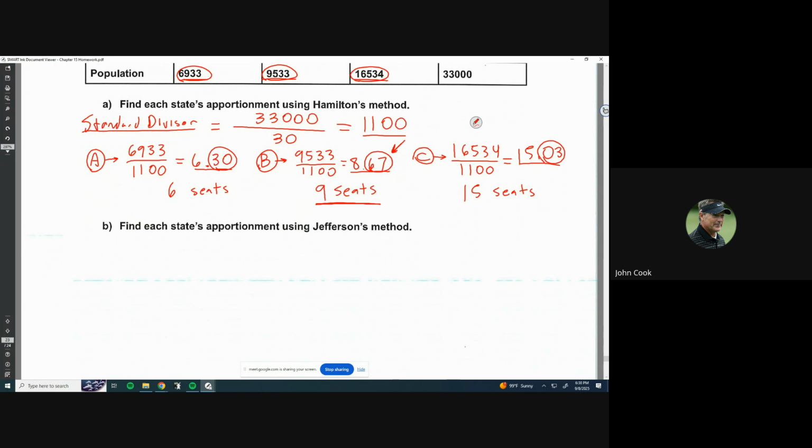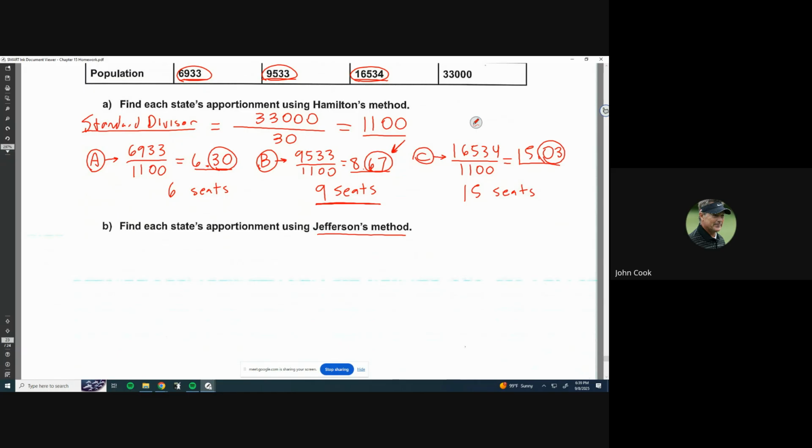Okay, now if I add these up, 6 plus 9 plus 15, that's going to be 30. And that's good because that's all 30 of the seats that I wanted to break apart. So this is Hamilton's method. All I have to do is add that last one on there to make 30. Okay, now for Jefferson's method.